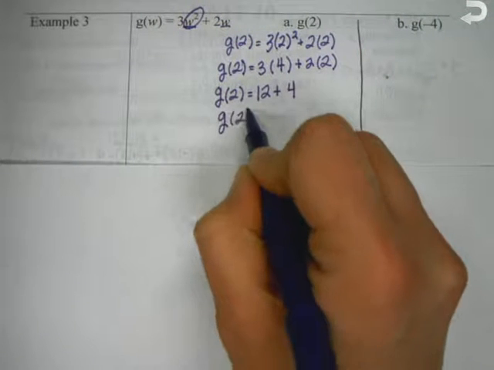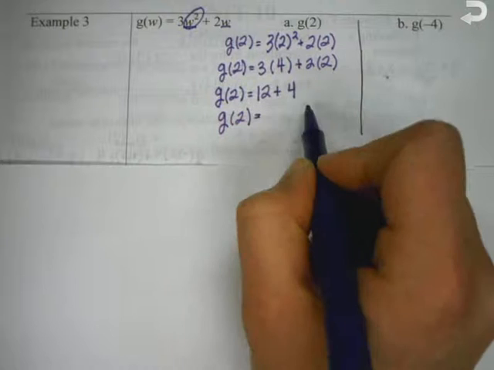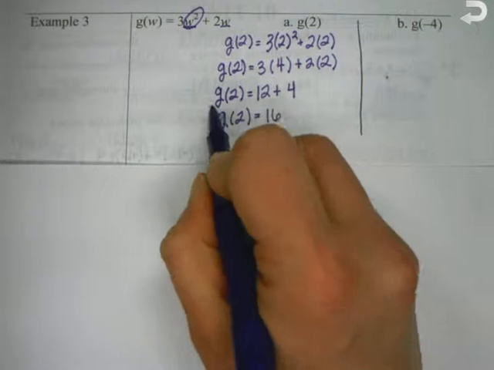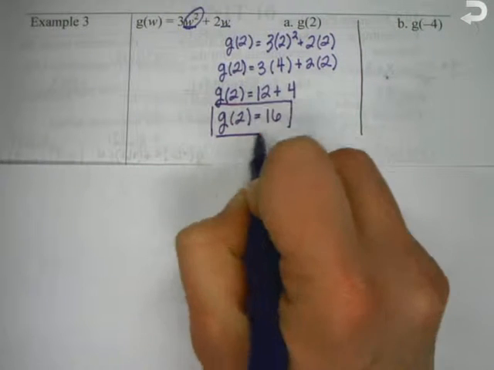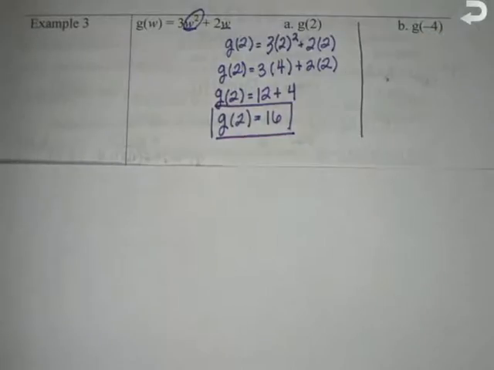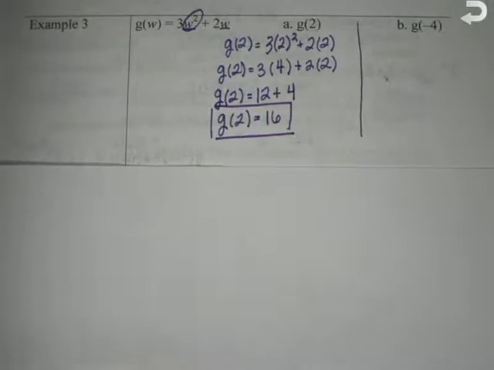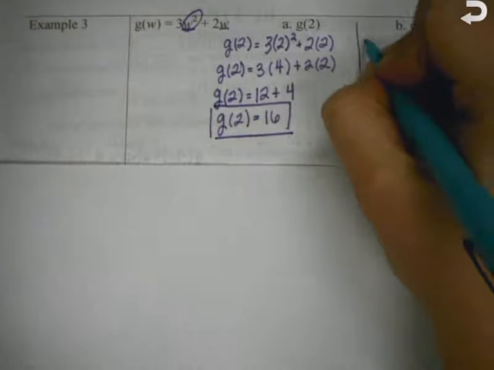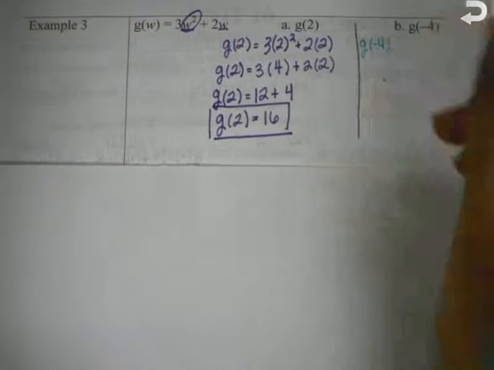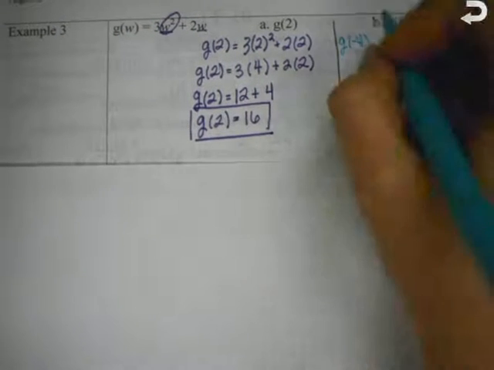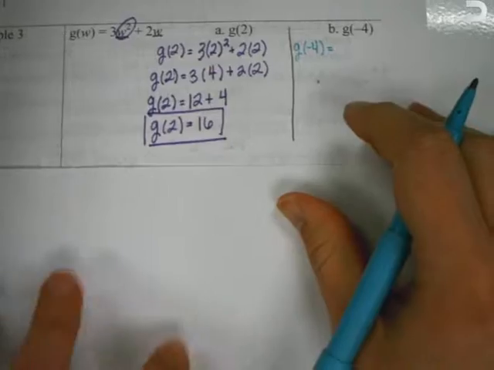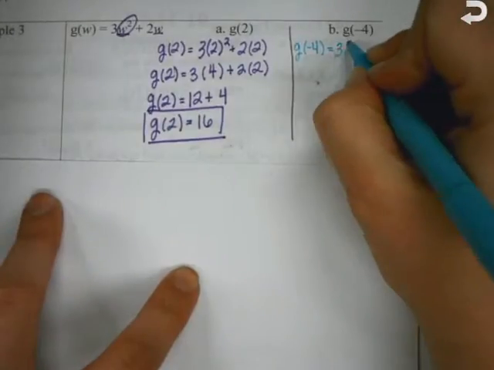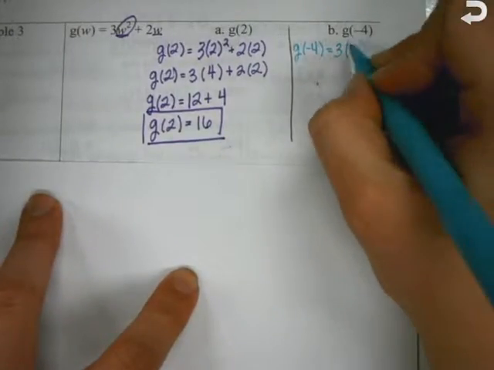Let's do B by ourselves. Do B by yourself, please. Matthew, what did you get when you plugged it in? Just tell me how you plugged it in. Okay, so you got g of negative 4 equals 3 times negative 4 squared plus 2 times negative 4. Good.